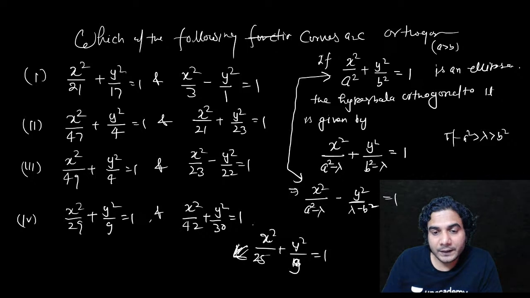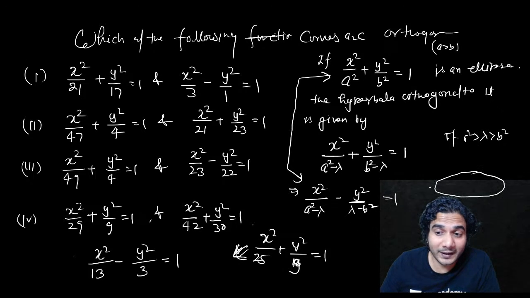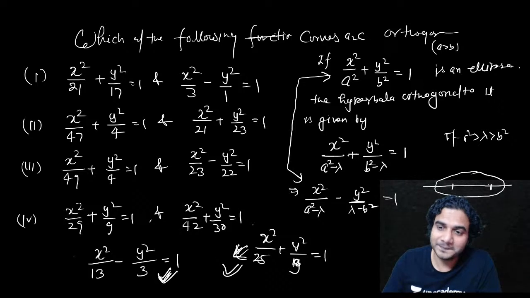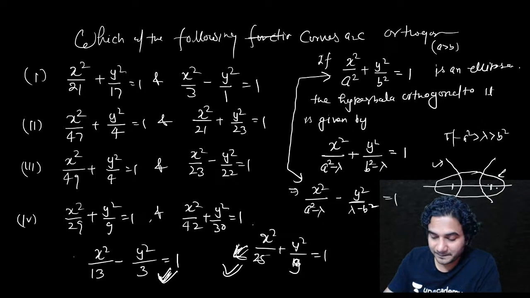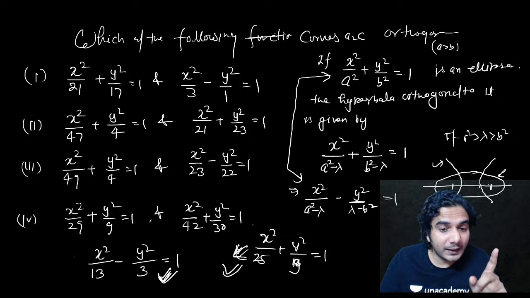So if you subtract, say, 12, you'll get this hyperbola: x square upon 13 minus y square upon, if you subtract 12 it will be 3, is equal to 1. This is a hyperbola and this is an ellipse, and these two are basically confocal. They have the same focus. You can find the coordinates of the focus of this hyperbola and this ellipse. They will be the same. They are confocal curves and they will cut each other orthogonally.